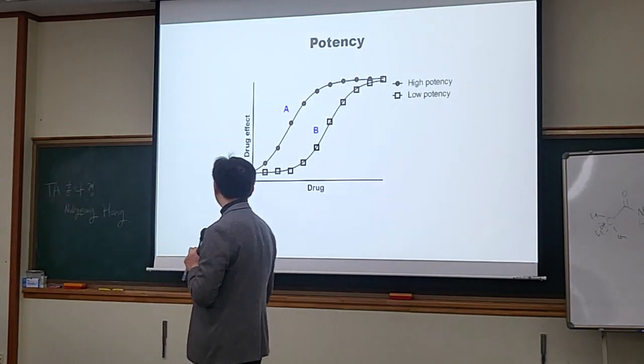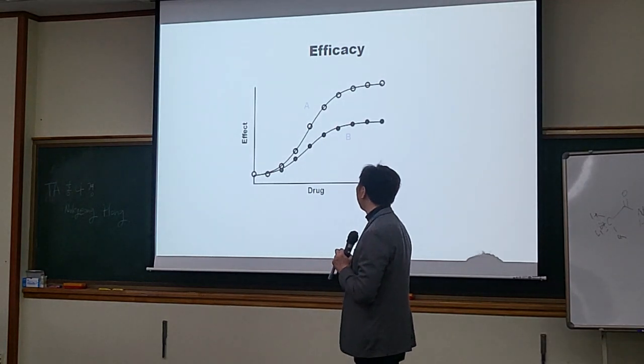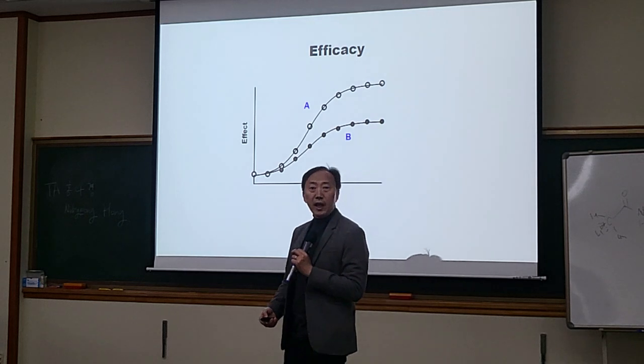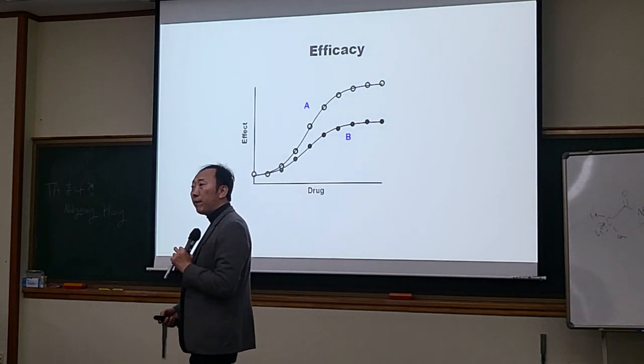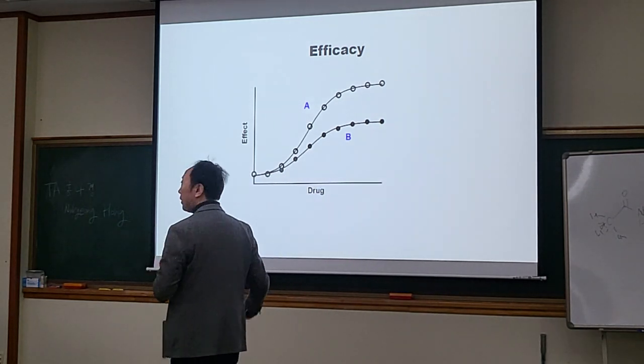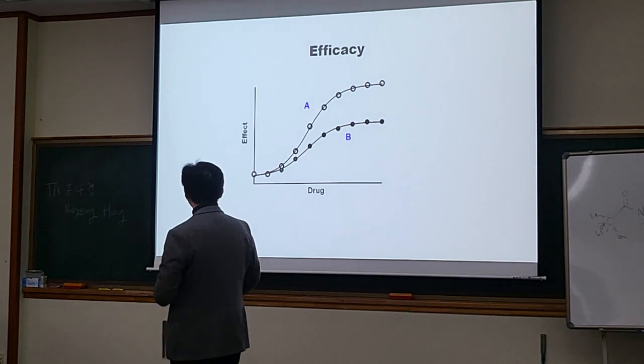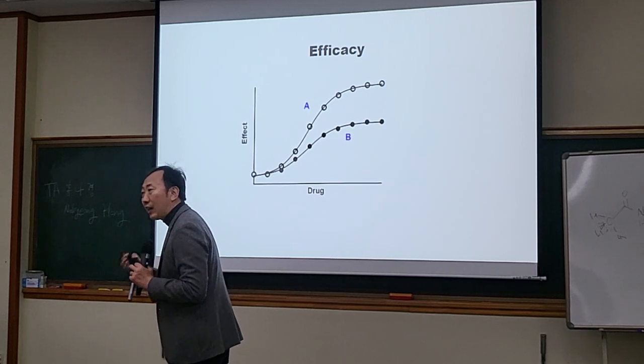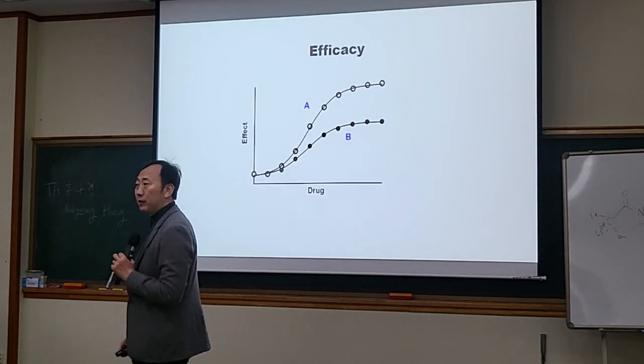Efficacy. This is efficacy. So A and B, which one has a higher efficacy? A has a higher efficacy. Right? Efficacy determines how much effect you can get. We need to reach here if you take drug B. Even though you take a lot, still you cannot get the maximum effect.